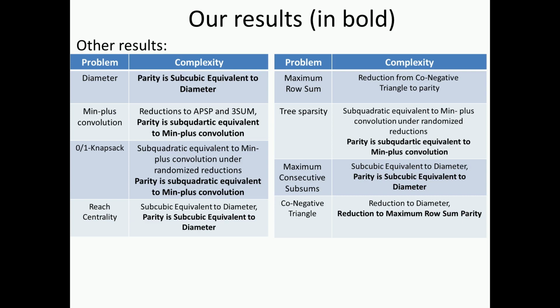We also have results that are not related to all pair shortest path. So for example, we show that diameter parity is subcubic equivalent to diameter itself. We also show that min plus convolution parity is subquadratic equivalent to min plus convolution. We also show that 0,1 knapsack parity is subquadratic equivalent to min plus convolution and itself, and that bridge centrality parity is subcubic equivalent to diameter.